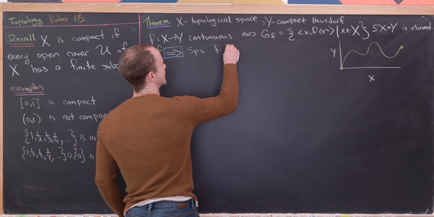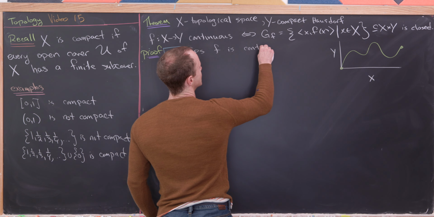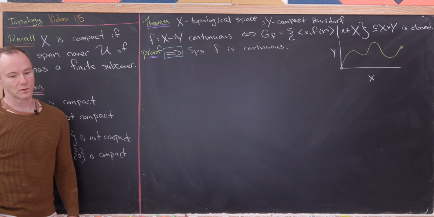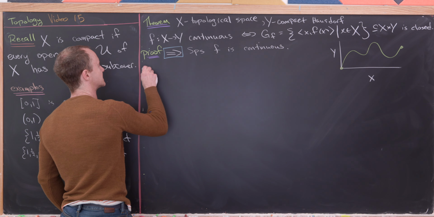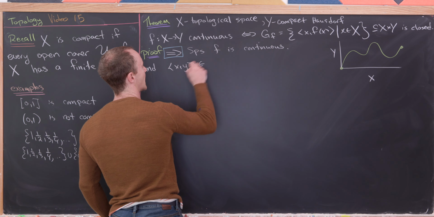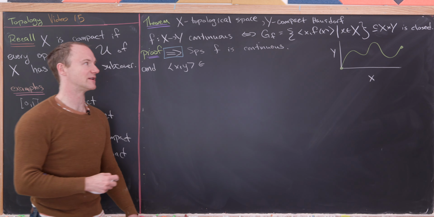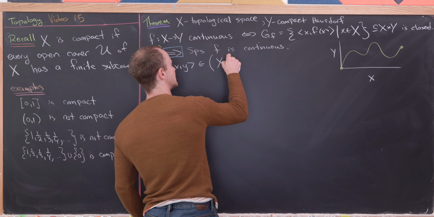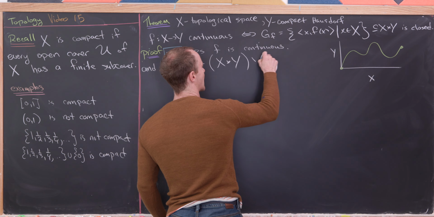So let's suppose that F is a continuous map. And then, what do we want to do here? So let's also suppose that we've got an ordered pair (x, y), and it's not inside of the graph. So if it's not inside of the graph, then it's going to be inside of the complement of the graph.